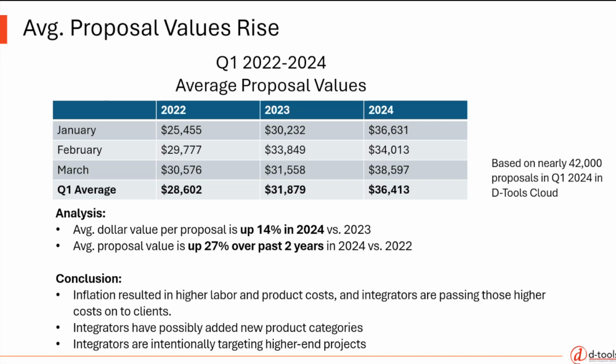This is proposals. You can see, looking into that far right column, 2024, the size of proposals, the average Q1 proposal, $36,413. That's up 14% from 2023 and up 27% from 2022. So why is that happening? Again, here's what we hear anecdotally.